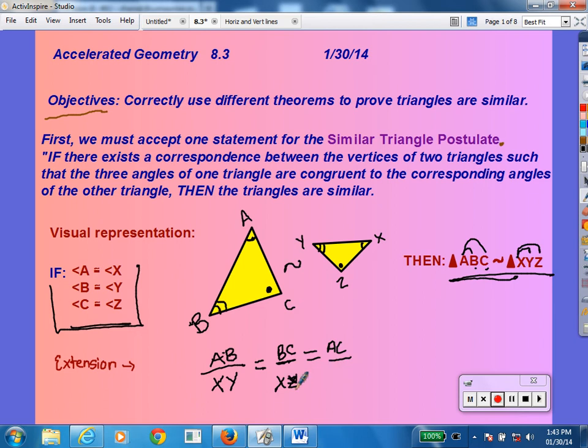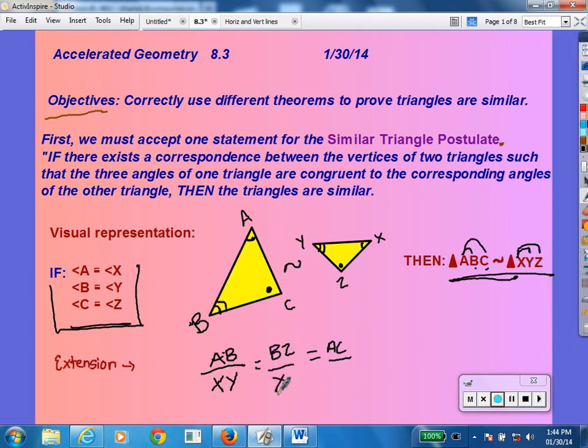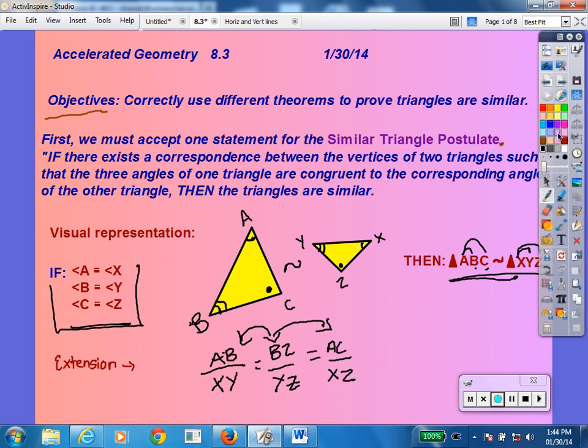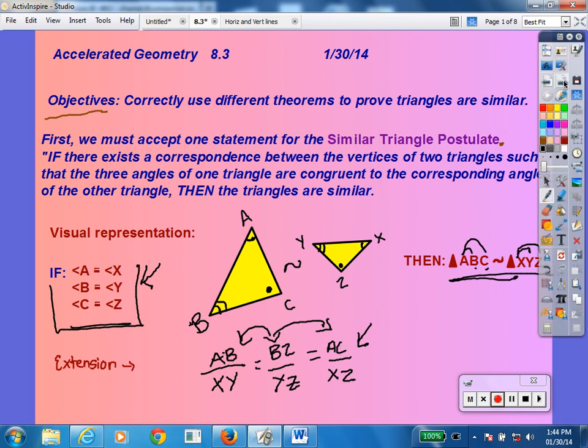And then AC corresponds to XZ. Sorry about that, let me fix. I apologize. So BC is YZ. And AC is XZ. So they're proportional, and their ratios will be equal. Okay, we'll do a math problem later so you can see it, but that's basically what we can say. If this is true, the triangles are similar, and if the triangles are similar, their corresponding ratios of the sides will be congruent or equal to each other.